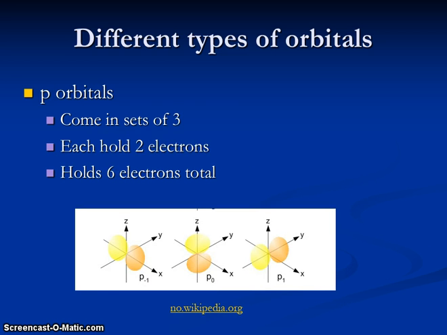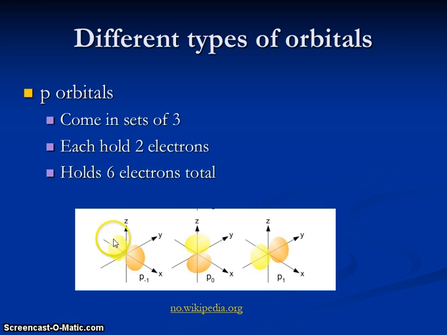Now for the next type of orbital, they're called p orbitals. And they look kind of like dumbbells, I think. There's 2 lobes on either side of an axis, and they come in sets of 3. So here we have one set, here we have one set, here we have one set. So they come in sets of 3, and each of these hold 2 electrons.